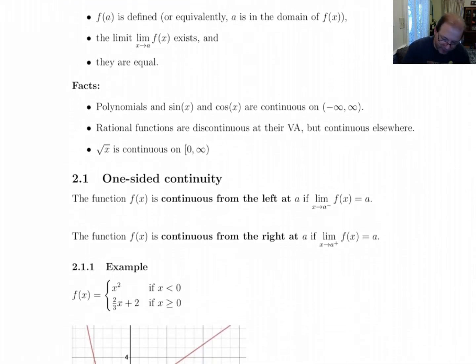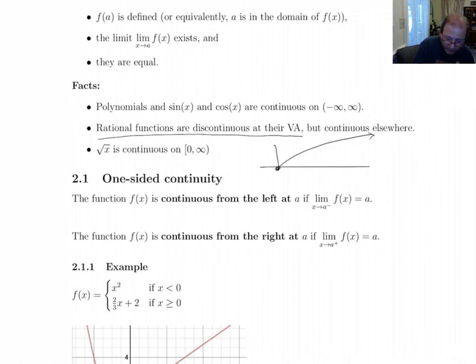So a few facts here. Polynomials and sine and cosine are both continuous on minus infinity to infinity. Rational functions are discontinuous at their vertical asymptotes, but they're continuous everywhere else. And square root of x is continuous on 0 to infinity. You know, because the graph there looks like this. So there's no breaks or anything there.